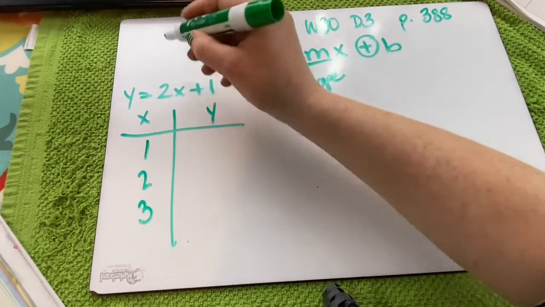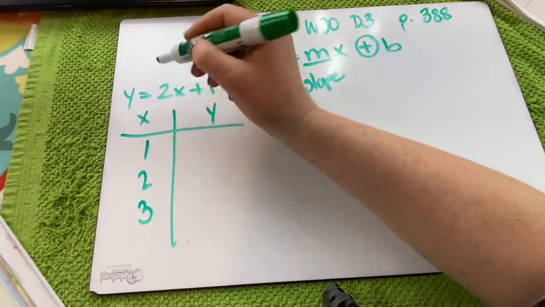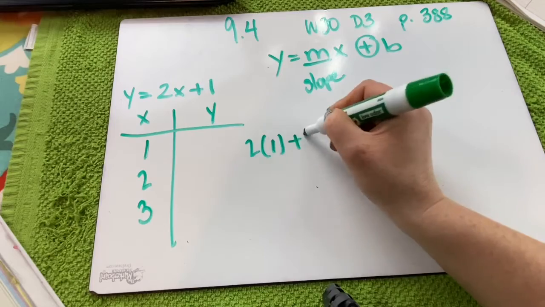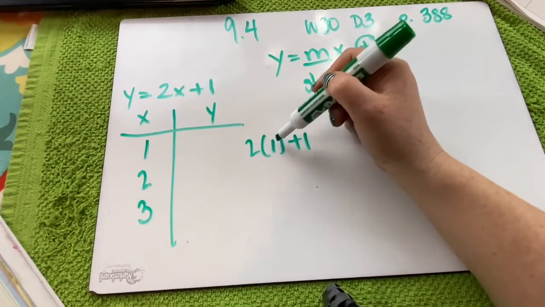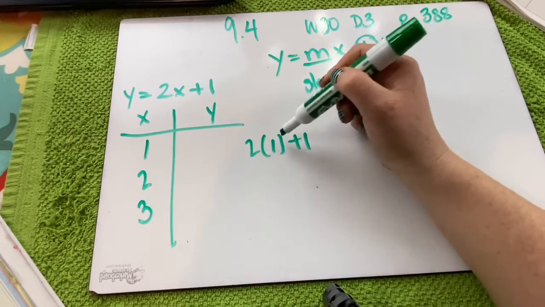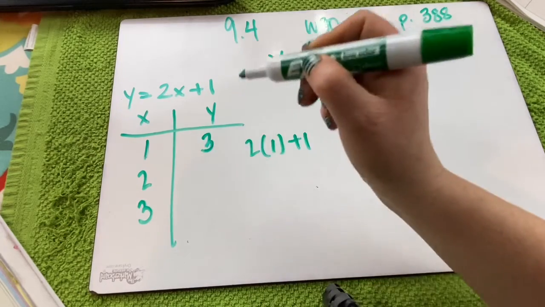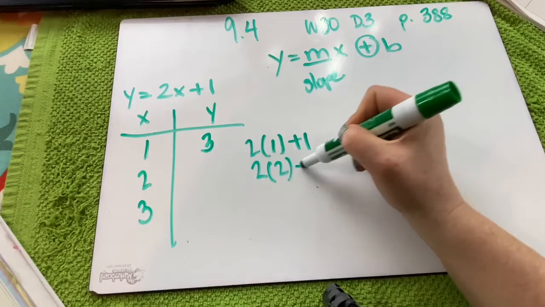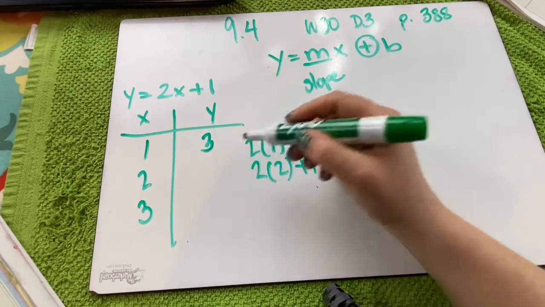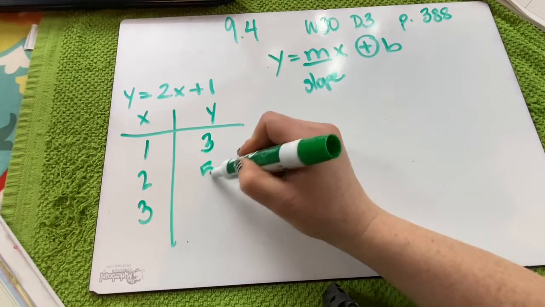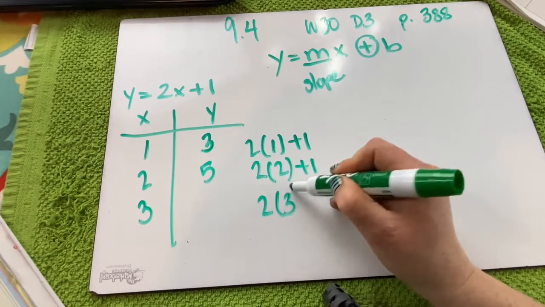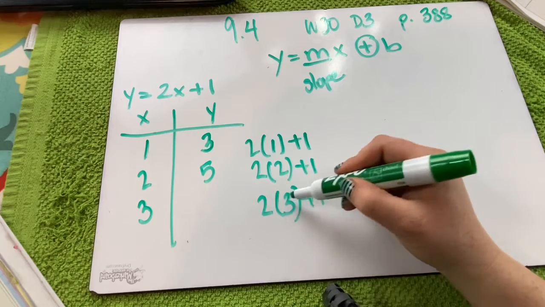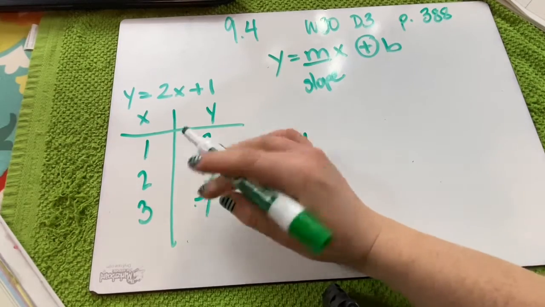So then I can put this in here. So this will look like 2 times 1 plus 1. Okay, so 2 times 1 plus 1. 2 times 1 is 2 plus 1 is 3. Okay, and then this one will be 2 times 2 plus 1. So 2 times 2 plus 1, that's 4, 5. And then 2 times 3 plus 1. 2 times 3 is 6, plus 1 is 7, okay?